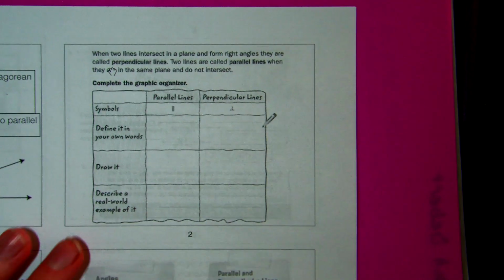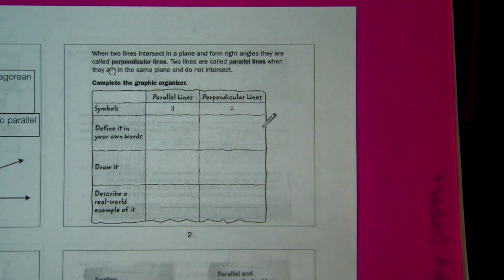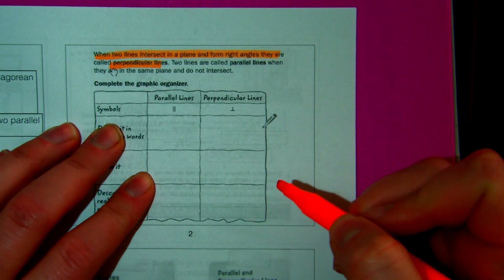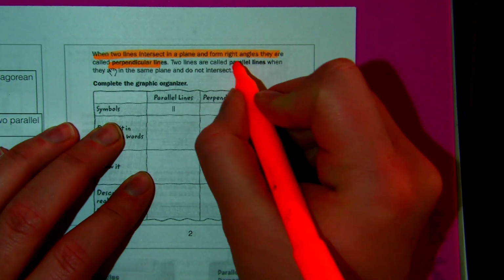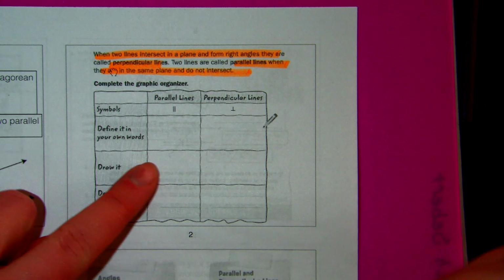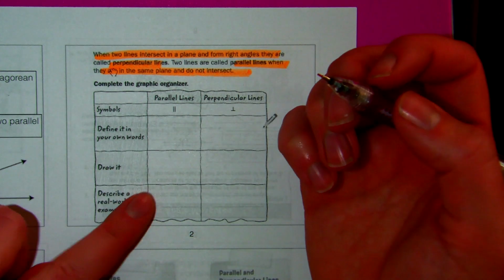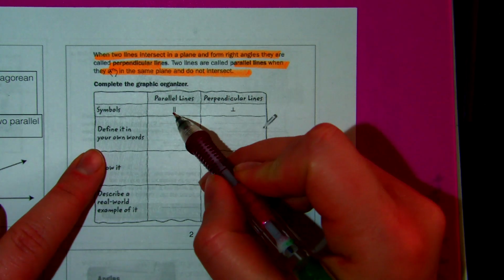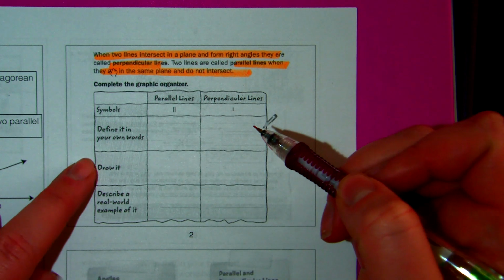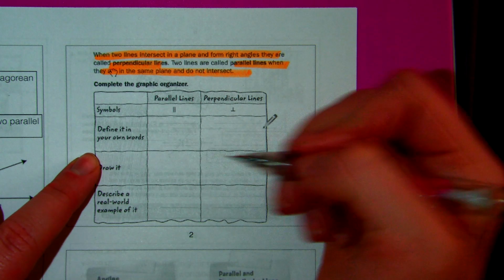So we have some vocab, so you can take out your vocab sheets. When two lines intersect in a plane and form right angles, they are called perpendicular lines. Two lines are called parallel lines when they are in the same plane but do not intersect. So if we take some time here to define in our own words, parallel lines, the symbol for parallel lines is like two L's, perpendicular lines like an upside down T. So to define it in my own words, I'd say lines that never touch.